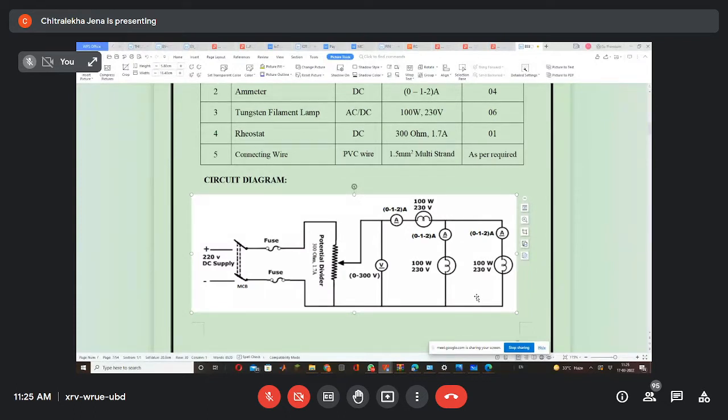In a single throw, how is the circuit being closed? Understood or not? Yes, ma'am. Like that. Got it? Okay, fine. Any other doubt, tell me.